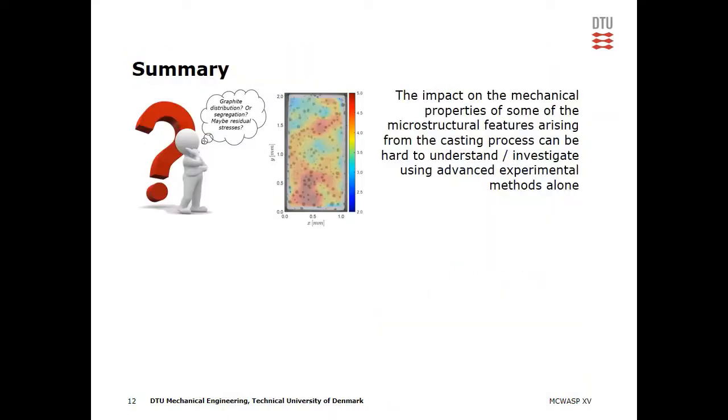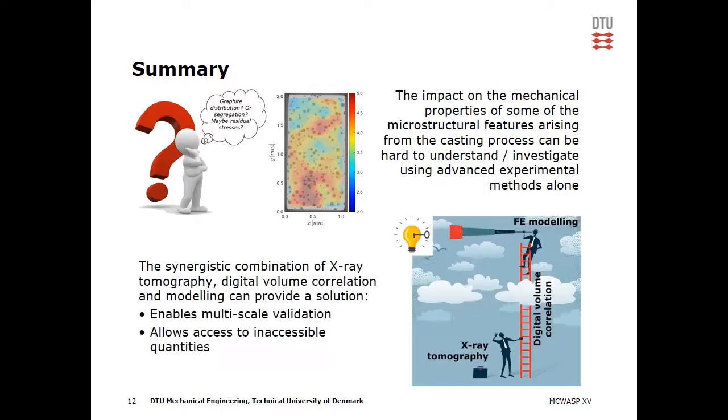So to summarize, the impact on the mechanical properties of the microstructural features in a material like ductile iron can be hard to investigate and to understand using advanced experimental methods alone. So in this situation, the combination of tomography, digital volume correlation, and modeling can provide a solution. First of all, because it enables a multi-scale validation, and secondly, because it allows you to access quantities that are very difficult either to measure or to estimate using numerical tools alone.